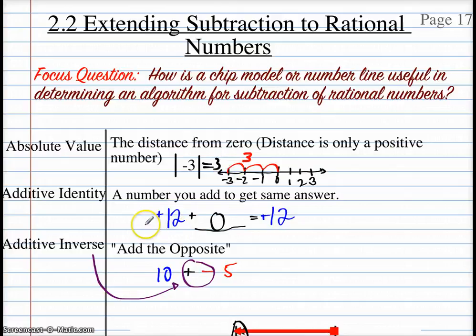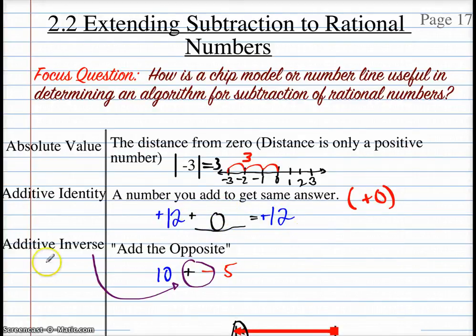The additive identity is a number that you add to get the same answer. So additive identity is always going to be adding a 0. Okay, for this one you must add a 0. It's the only way that you can add a number and get the same number in your answer. 12 plus 0 is 12. If I change 0 to anything else, I don't get 12 at the end.